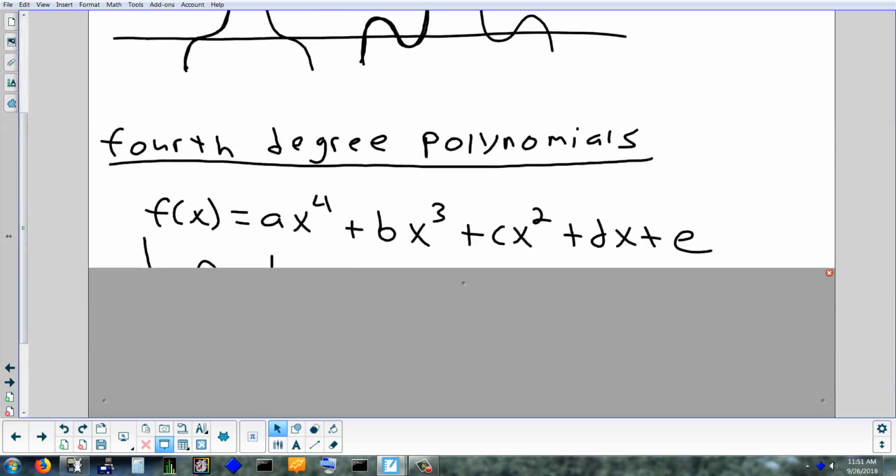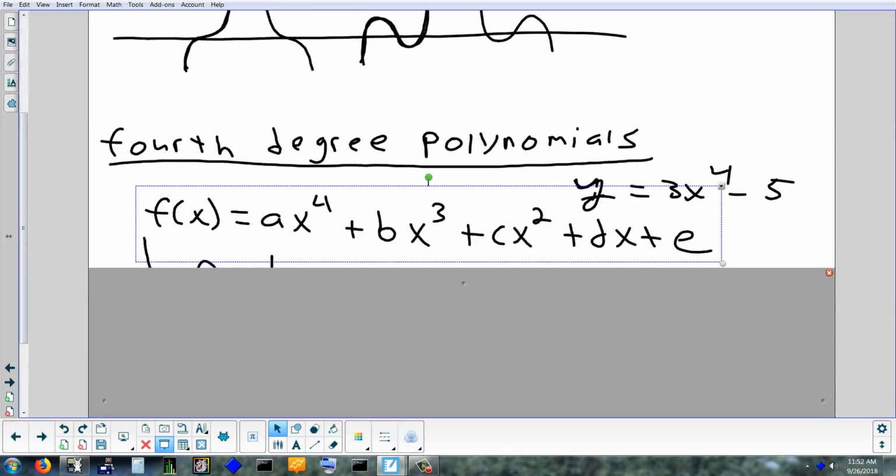So that's a 4th degree polynomial. Highest exponent is a 4. I might have one like this if you were graphing. It doesn't have every term in it. It's missing the cubed and the squared and the linear term. It just had the highest term and the lowest term. That's fine. It doesn't have to have every one of them. Just think of the other ones as zeros.